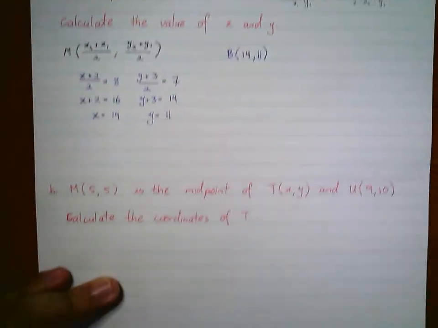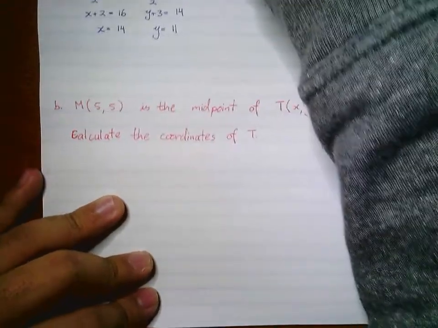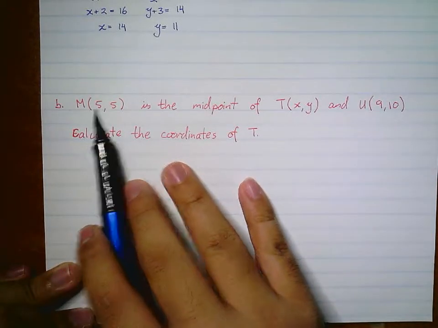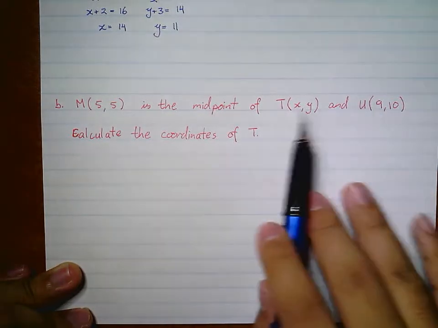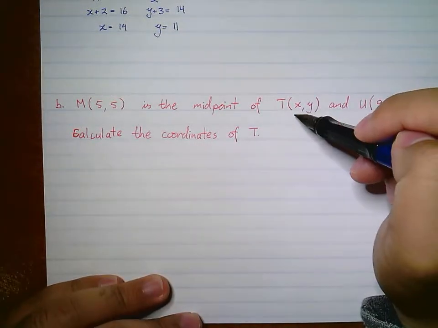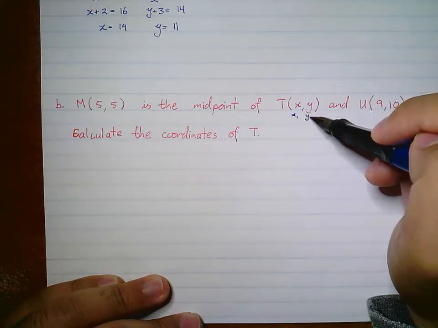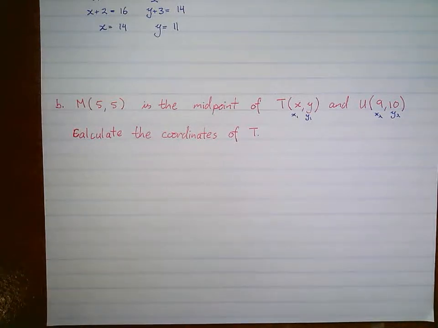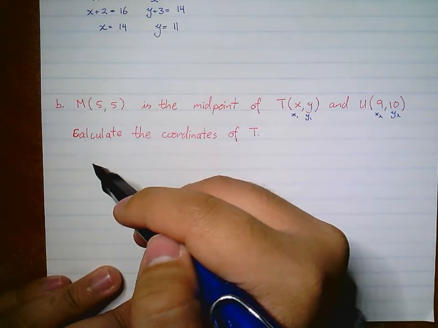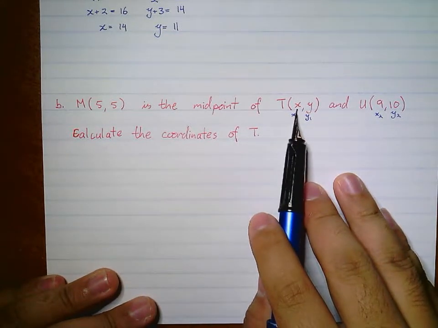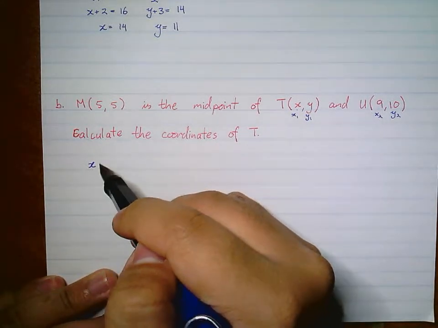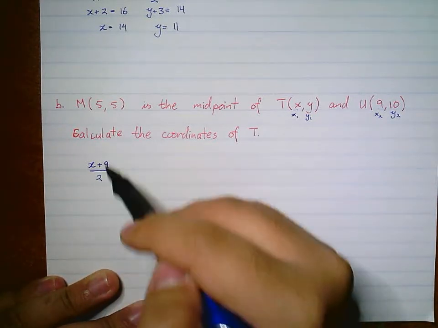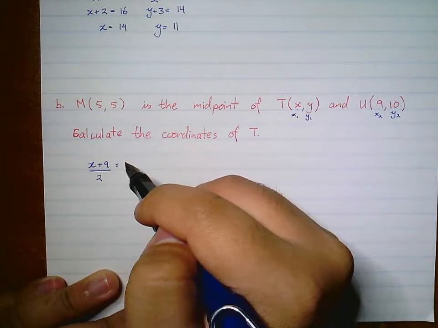Let's take a look at another example here. Once again, we're given a midpoint, and we know that this midpoint is between these two values here. So here's our x1, y1, here's our x2 and y2. Going again from our midpoint formula, we know that (x plus 9) divided by 2 will give us the value of 5.